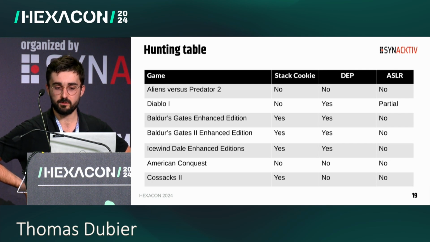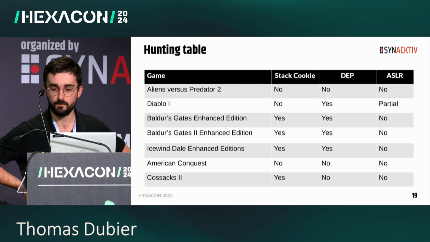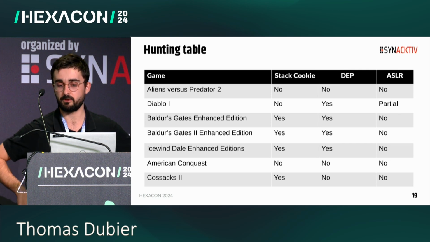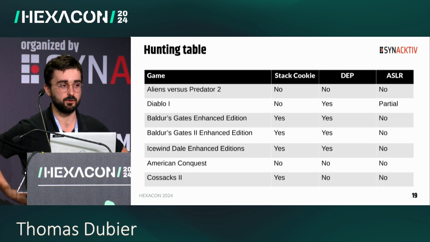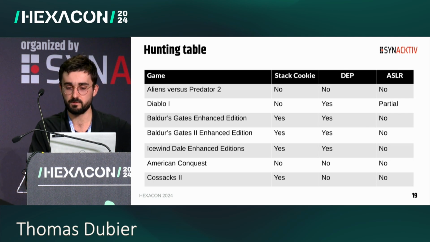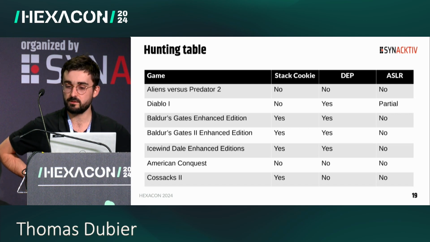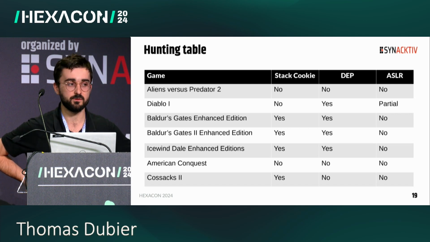There is another example, which is Alien vs. Predator. The game has been patched by the player community to support a new multiplayer server, but the game loader disables DEP explicitly. And the last example is Diablo 1, which is available on the GOG platform. The main binary has ASLR enabled, but the DLLs shipped with the game don't.